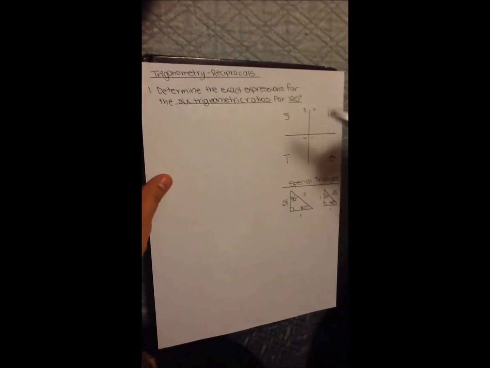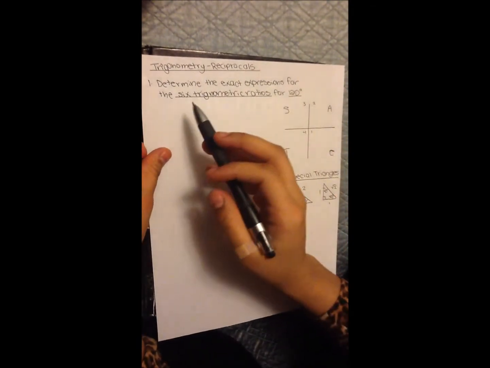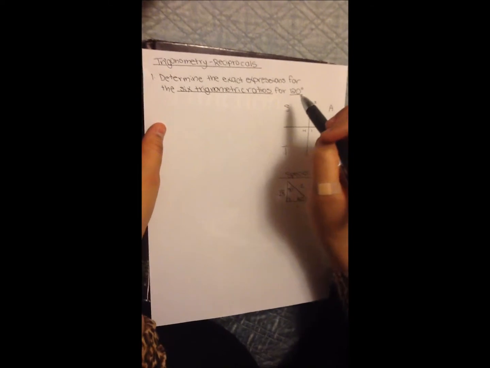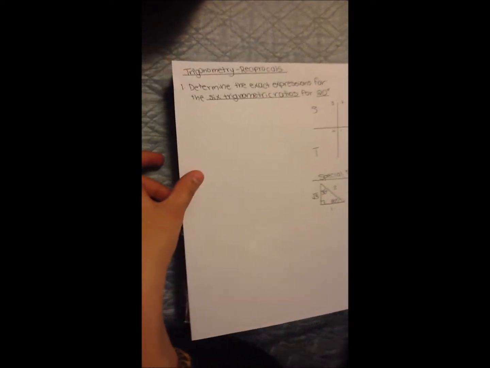Okay, so I'm going to be covering the lesson of reciprocals, and the question says determine the exact expressions for the 6 trigonometric ratios for 120 degrees. So I started off with what we already know, so I drew the CAST rule and I drew my special triangles. Okay, so we're going to now start with our 6 trigonometric ratios.